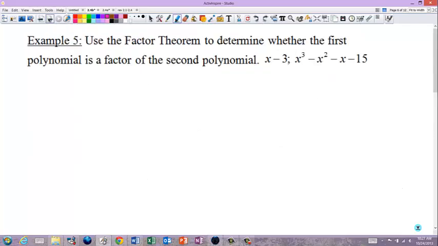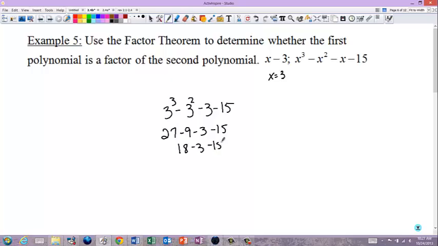Example 5, it says use the factor theorem to determine whether the first polynomial is a factor of the second polynomial. The factor theorem is the one that says, whoops, still writing with a highlighter. The x would be 3, and you just fill it in. 3 cubed minus 3 squared minus 3 minus 15. And you tell me whether or not it works. Well, 3 cubed is 27, minus 9, minus 3, minus 15. 27 minus 9 is 18, minus 3 is 15, minus 15 is 0. So is it a factor? Yes, because I got 0.